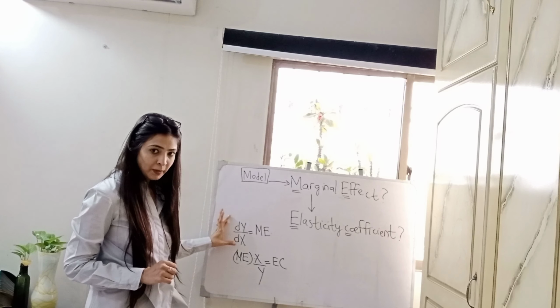So there are just 2 steps that you need to apply. Number 1, obtain the marginal effect, and how do you do that? By differentiating the model just once. That is, dy by dx is going to give you ME, that's step number 1. And step number 2 is to simply multiply that answer with x over y and that is going to give you the elasticity coefficient. So just 2 steps and you're good to go.